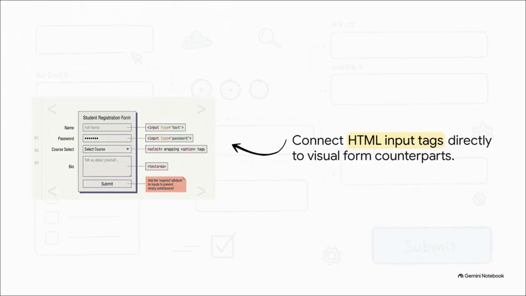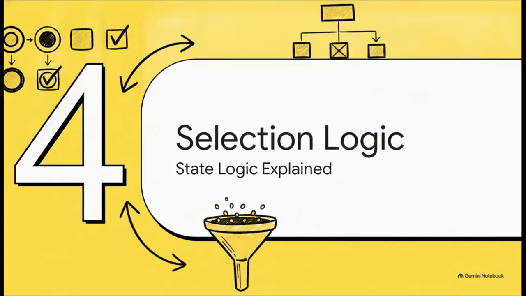Need a larger block of text? Go with the textarea tag. Oh, and here's a pro tip for you. Always add the required attribute to prevent those super frustrating empty submissions. Which brings us to Section 4, Single versus Multiple Choice. Let's break down how state logic works.